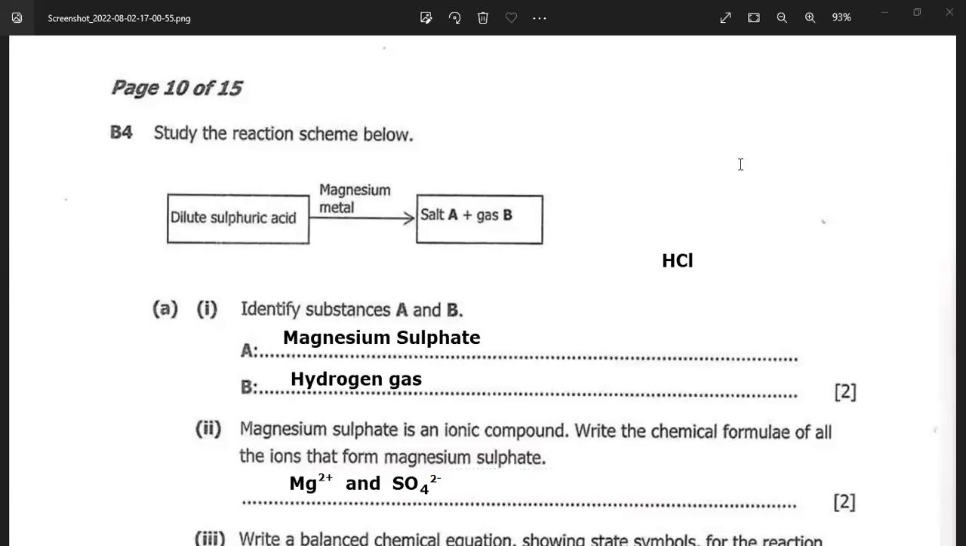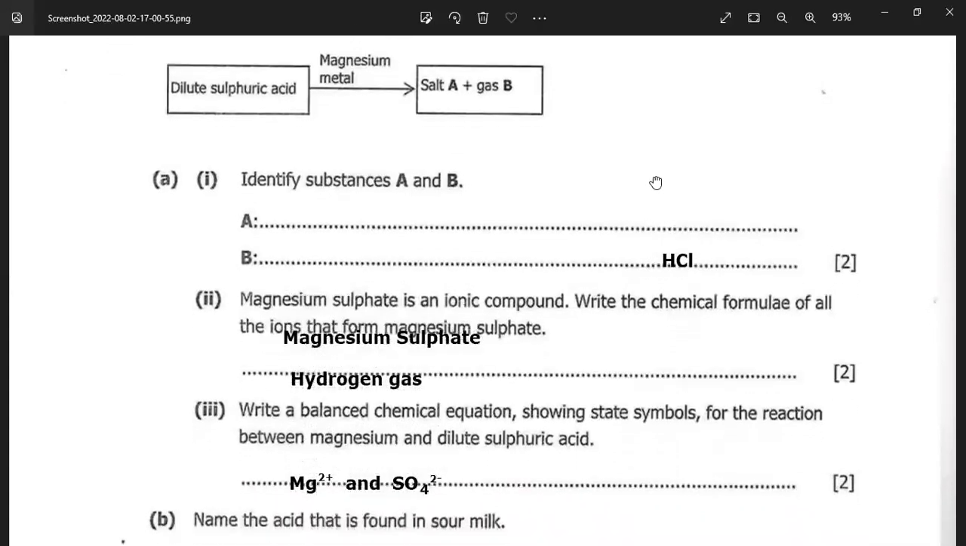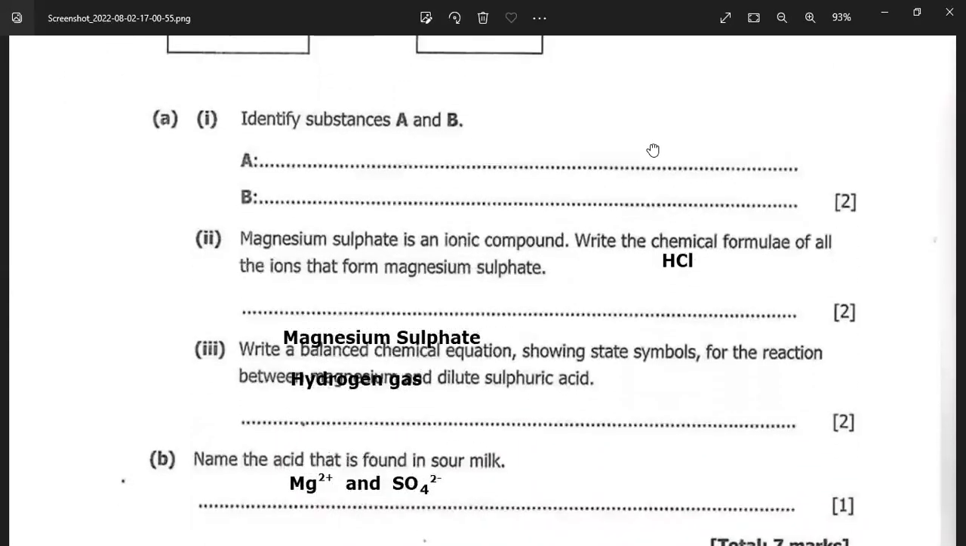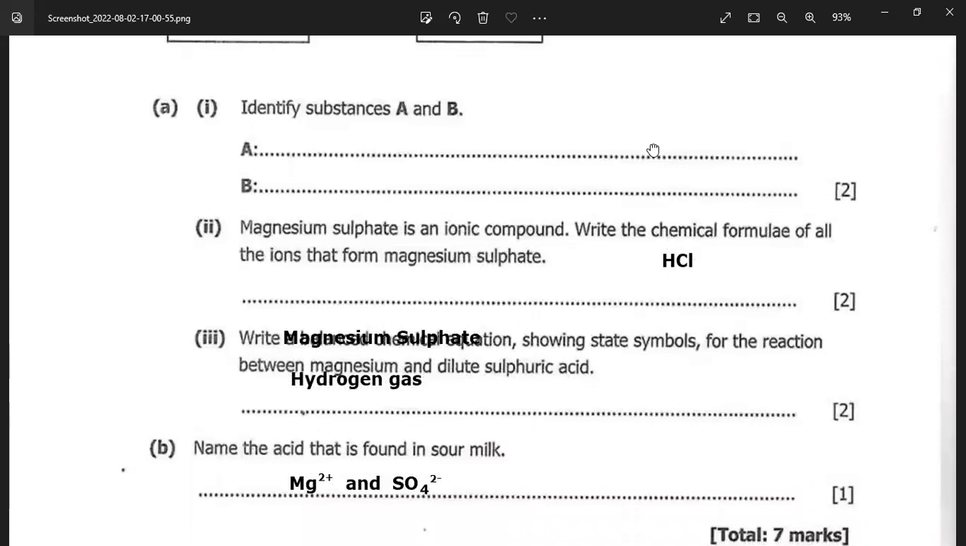Then write a balanced chemical equation showing state symbols for the reaction between magnesium and sulfuric acid. First, name the acid that is found in sour milk. It's lactic acid. Lactic acid is the acid that is found in sour milk.